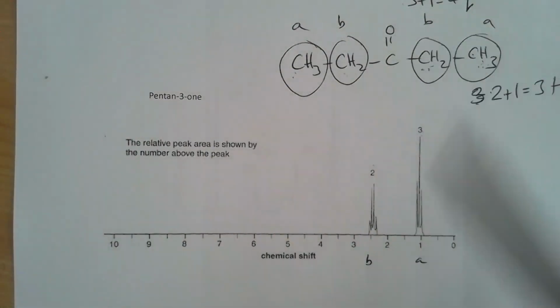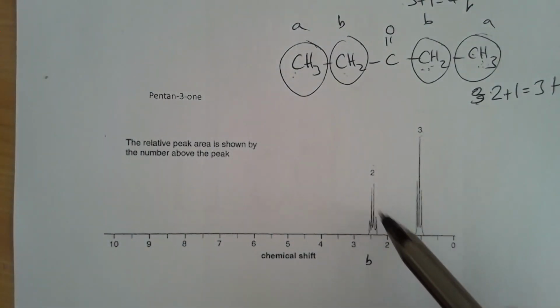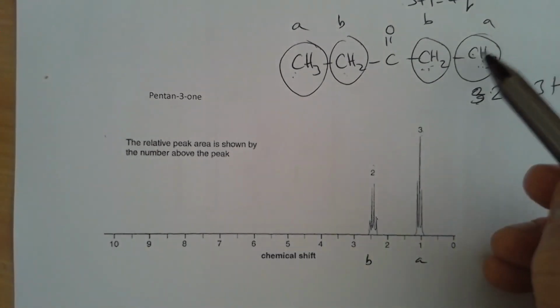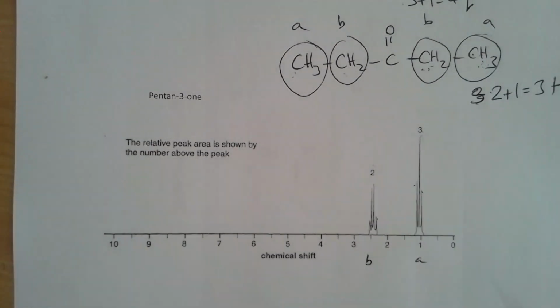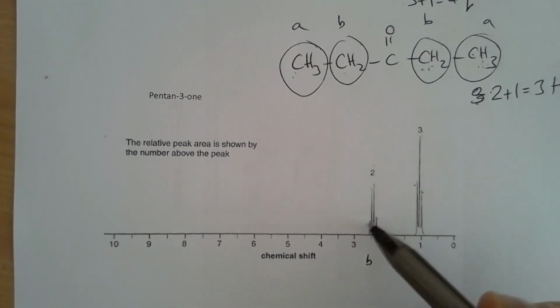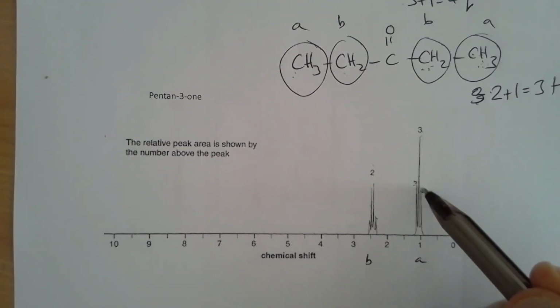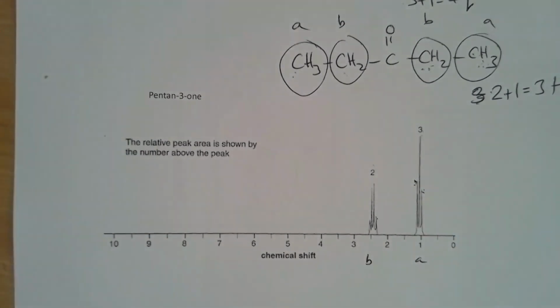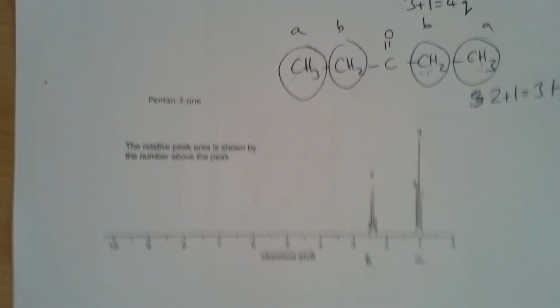Do we see that? Environment B is 1, 2, 3, 4. It is indeed a quartet. Environment A, 1, 2, 3, triplet. Again, there's some effect going on here where the heights of these lines have been affected. Again, that's not something we're going to go into today.